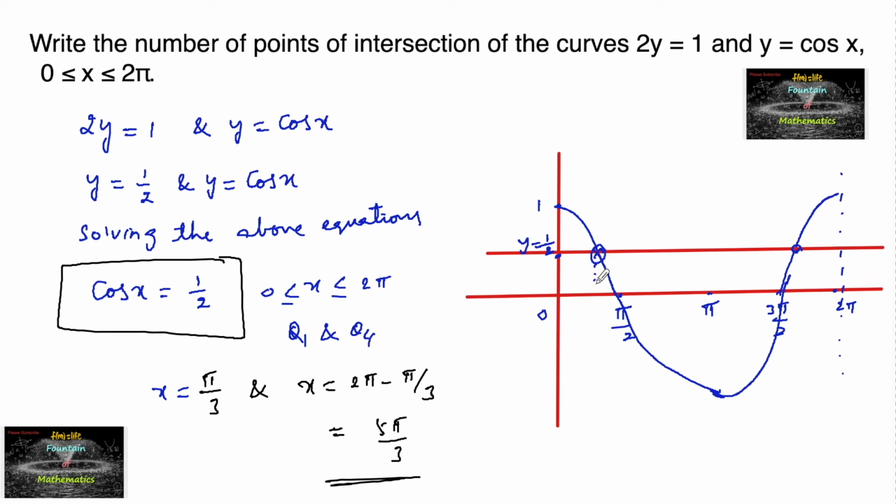In the first quadrant it is pi by 3, since cos 60 degrees is 1 by 2, and in the fourth quadrant we can consider 2 pi minus pi by 3, that is 5 pi by 3. So these are the two values where the two curves, 2y equals 1 and y equals cos x, intersect. This is y equals cos x, and here is the line y equals 1 by 2, or 2y equals 1. So the number of points of intersection is 2. Okay, right, thank you.